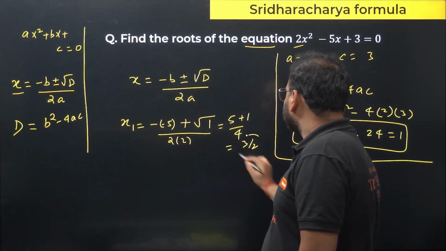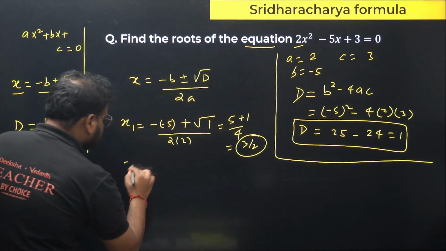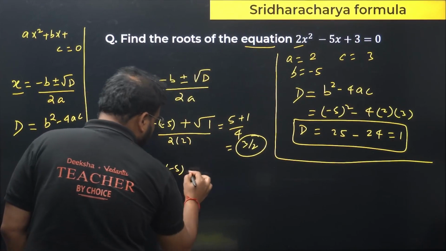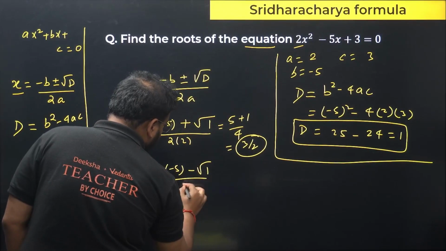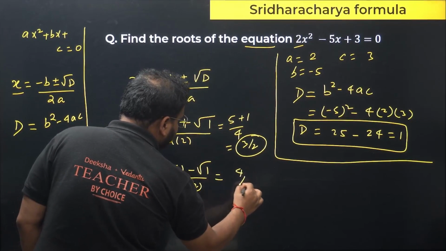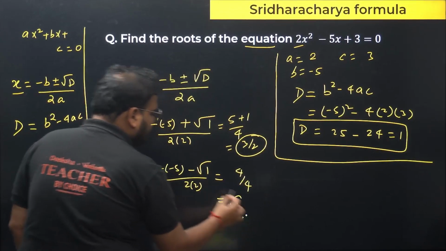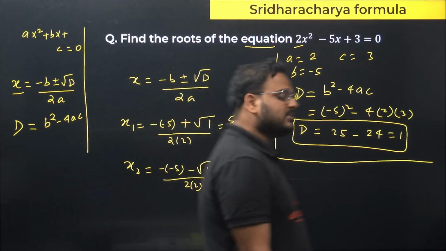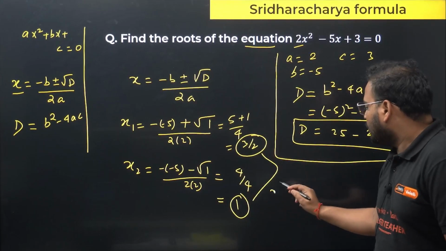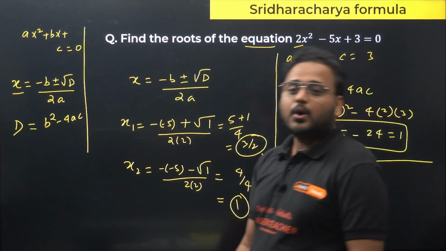3 by 2 is my first root value, and the second one will be very simply x2 equals minus of minus 5, and this will be the minus sign in this case, root 1, by again 2 into 2, which is 4. I get here 4 by 4, and the answer is simply 1. My first root is 3 by 2 and the second root is 1. These are the roots for the quadratic equation.